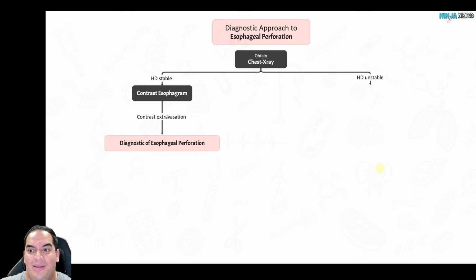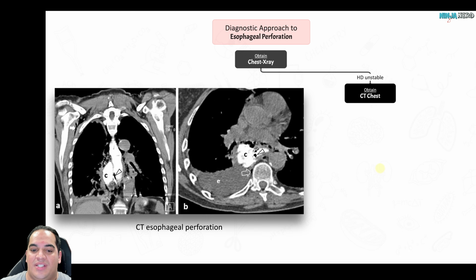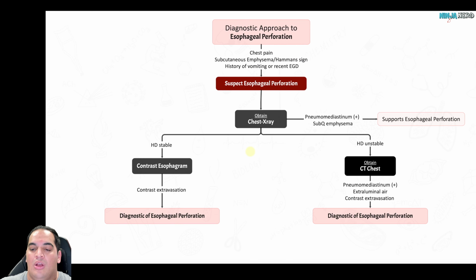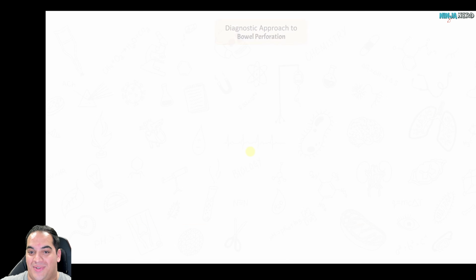And a patient who's not hemodynamically stable, they probably have sepsis. There's not a chance I'm going to send them to do that test. I'm going to get a CT scan. I'll do a CT of the chest, and I'll be able to see an area where the contrast is leaking out of the esophagus into the surrounding mediastinum. And that would be diagnostic for me as well. If I see the pneumomediastinum, if I see the actual extraluminal air, and I see contrast extravasation, I got an esophageal perf. From here, I've made my diagnosis.